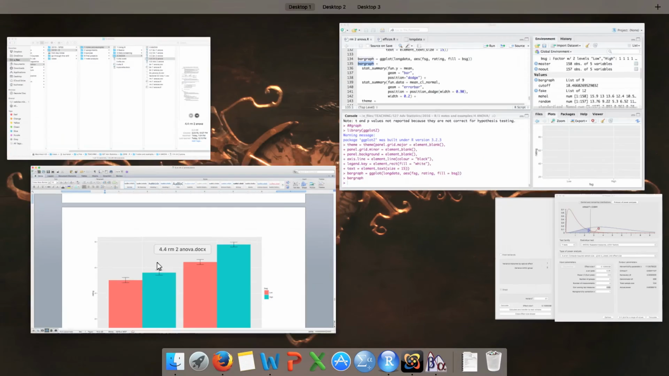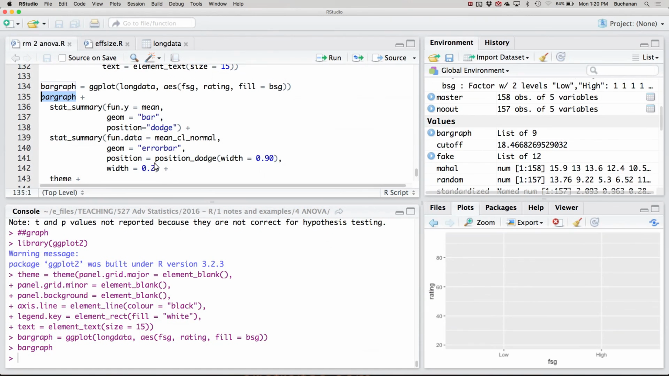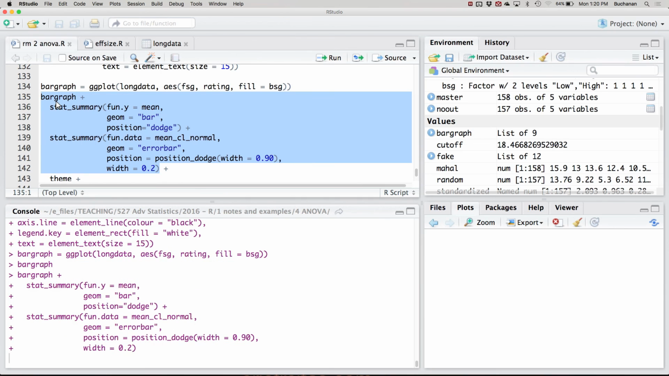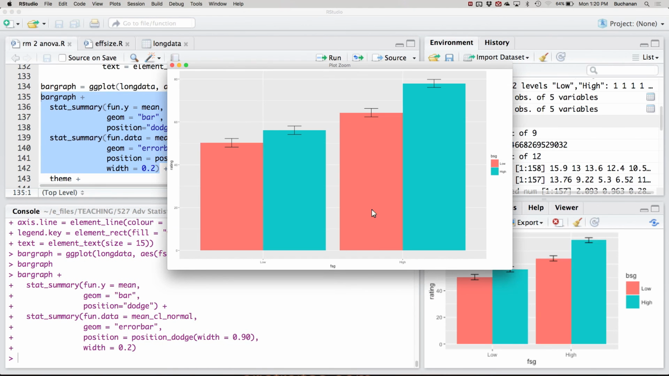Okay. So if I run it from bar graph through the stat summary, I will get, don't ask me why it's red and green, but the default color is red and green. Teal, red and teal.